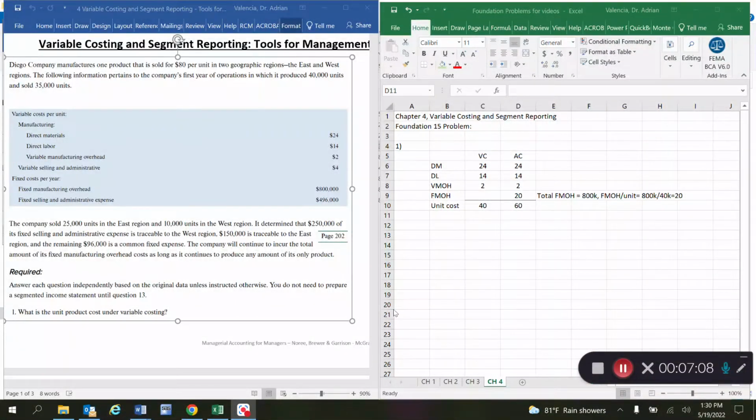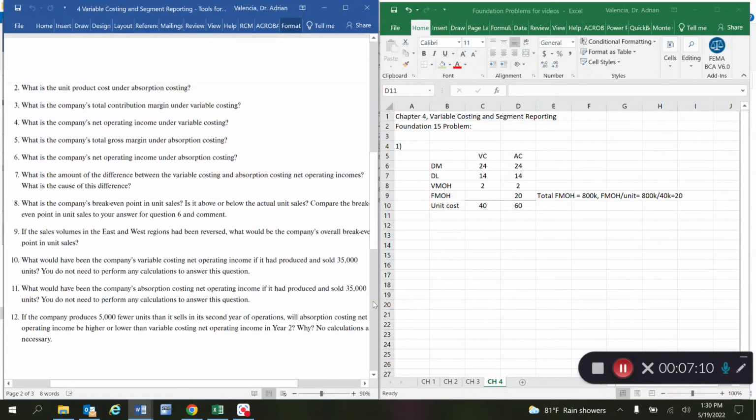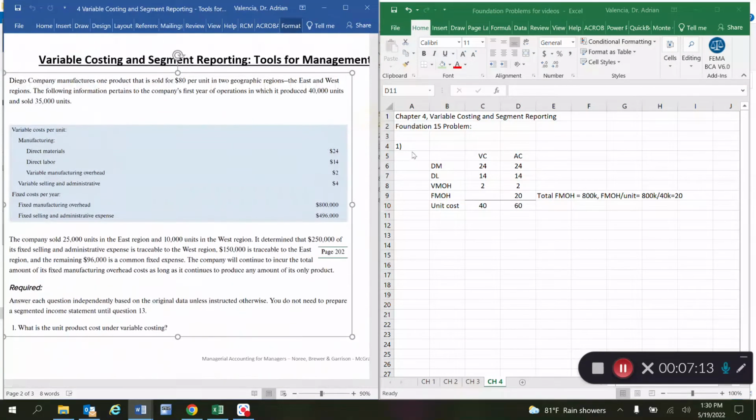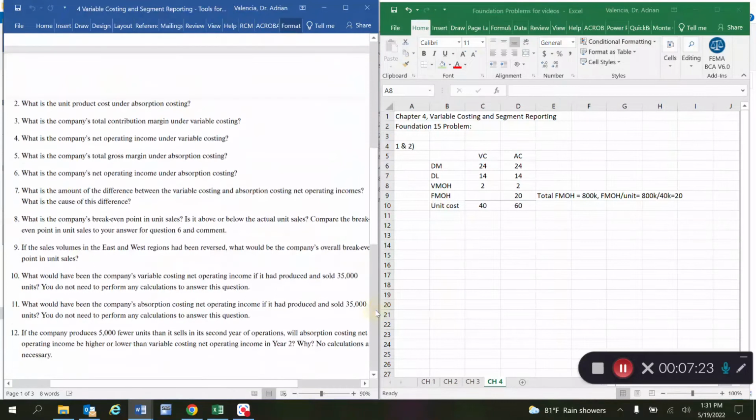Okay, so we've answered 1 and 2 there. So let me go ahead and just do this here. This is answers for 1 and 2. And then let's go ahead and see what we're being asked for next. For question 3, we're asked, what is the company's total contribution margin under variable costing? Question 4, what's the company's net operating income under variable costing? So for 3 and 4, basically we're doing an income statement under variable costing.